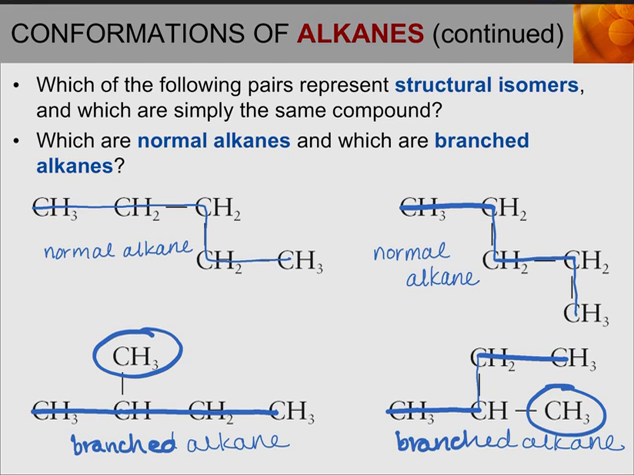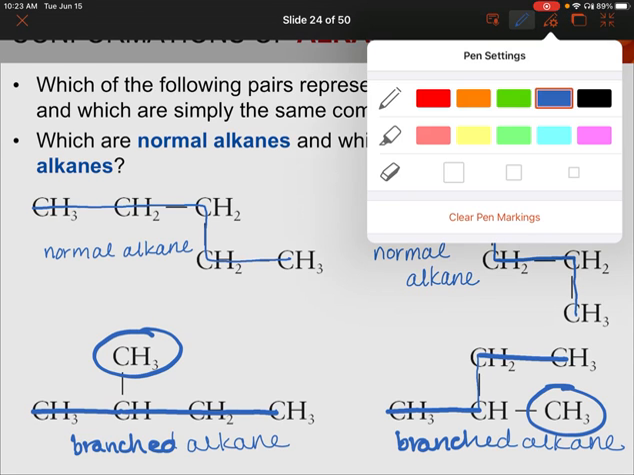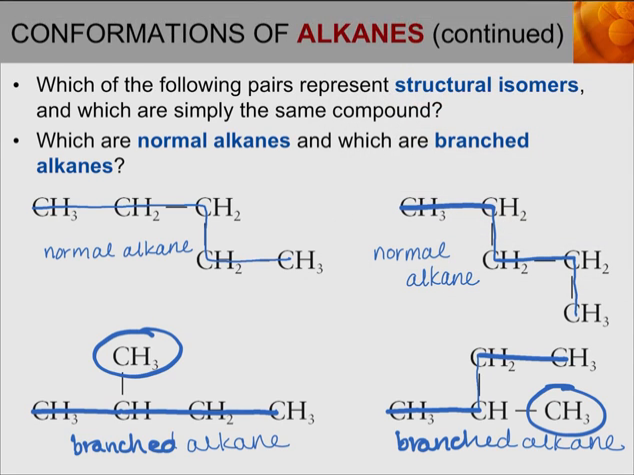All right, so now let's figure out if any of these are structural isomers or if they're the same. Looking at the 2 on the top, they're both normal alkanes. They both have 5 carbons and the same number of hydrogens. While they do have different conformations, the one on the right has a zigzag pattern, the one on the left doesn't. That doesn't really matter. They're still the same molecule. So these would be the same. They just have different conformations. So there was some rotation going on there.